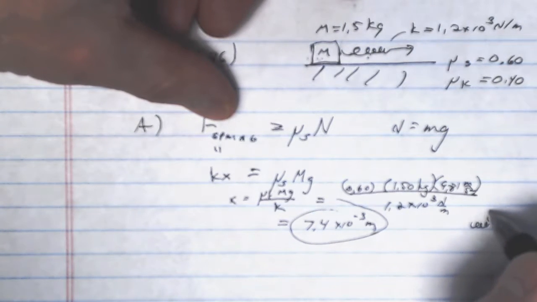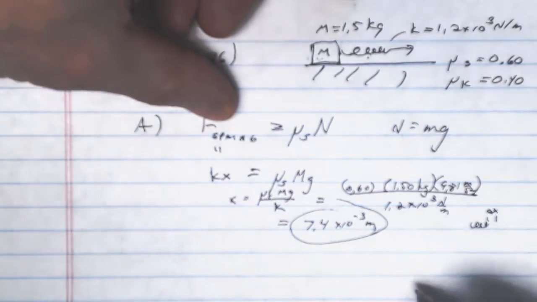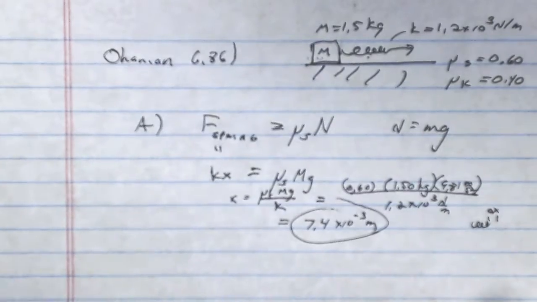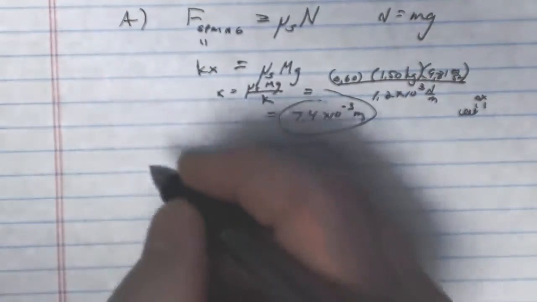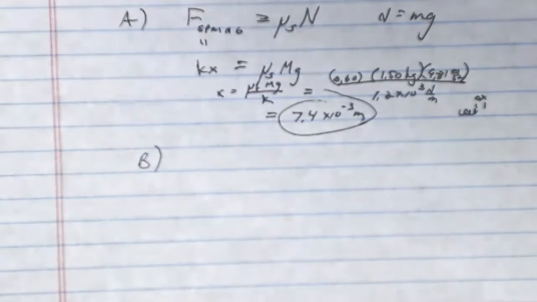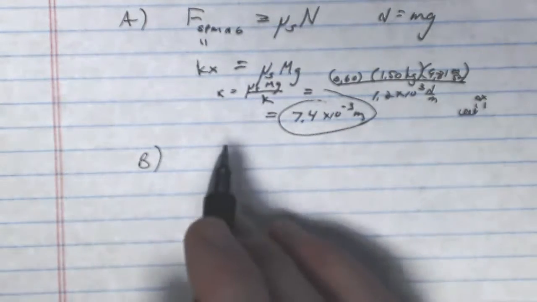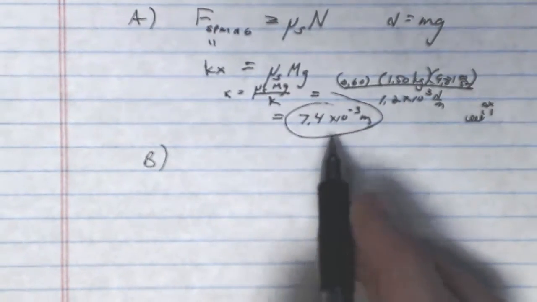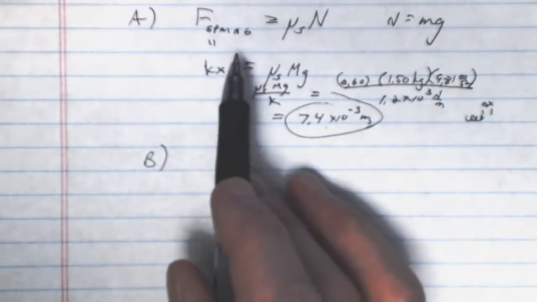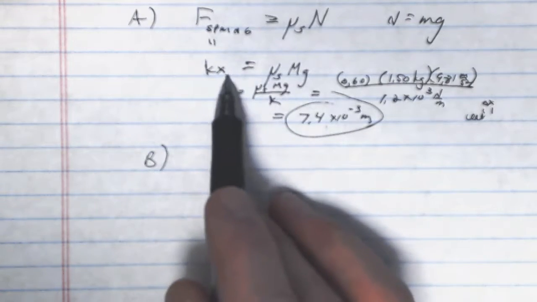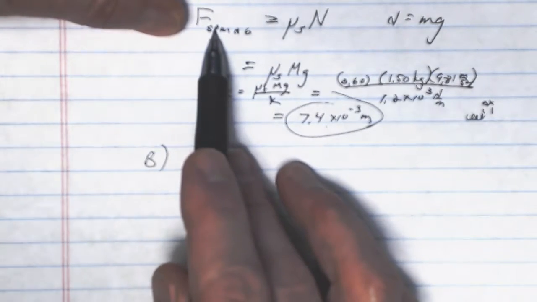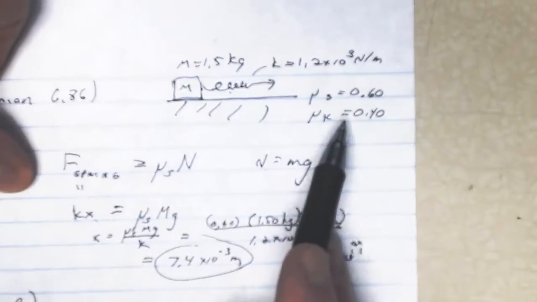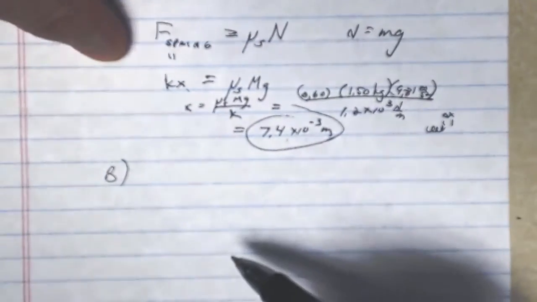Pull it out an additional delta x of 7.4 times 10 to the minus 3 meters, and the block will start moving. That means you've overcome static friction. Well, that leads us to question B, which is, what's the acceleration of the block if you maintain the same stretch of the spring? Now, that's saying the same thing as maintaining the same force, because if you maintain the stretch and k is the same, you're keeping the force of the spring the same, but the force of friction is lower because the coefficient of kinetic friction is less than that of mu static.